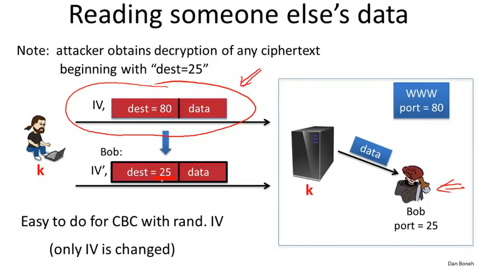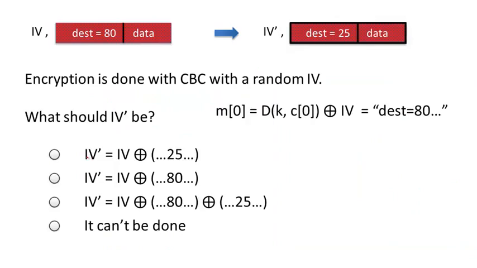Now if the data is encrypted using CBC encryption with a random IV, remember this is a CPA secure scheme, nevertheless I'm going to show you that it's trivial for the attacker to change the ciphertext so that he can obtain a new ciphertext where the destination port is 25 instead of 80. The only thing that's going to change is just the IV field. In fact, everything else is going to remain the same. So let's see how to do it.